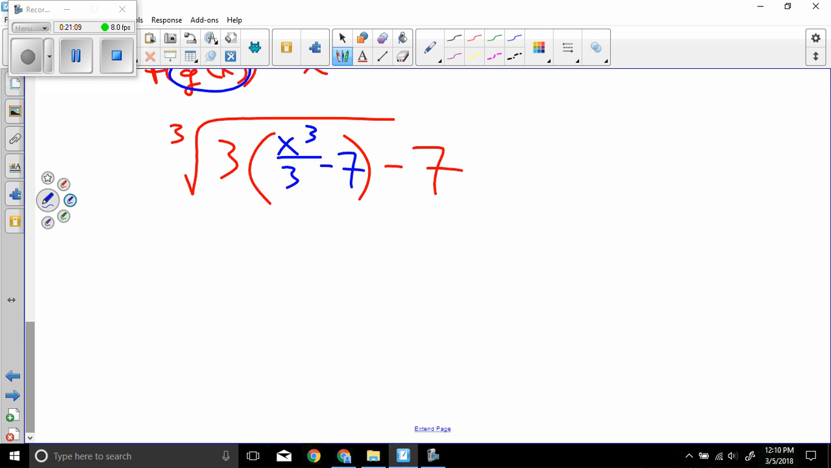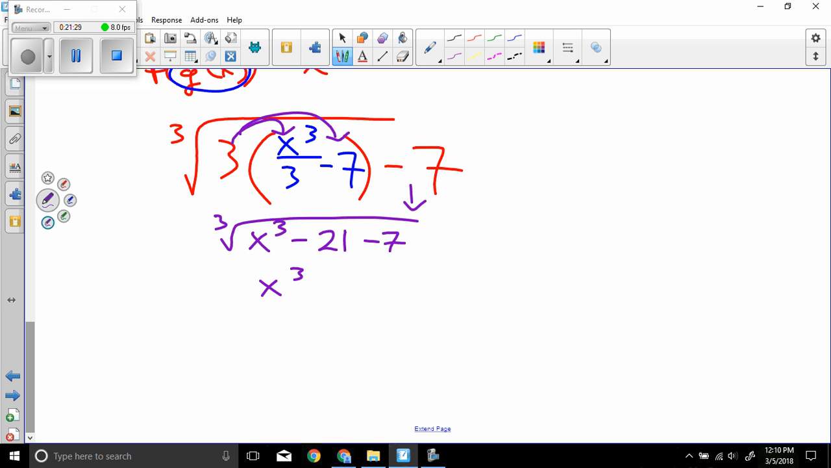All right, let's see if we can work this down now. If I distribute this 3, the bottom 3 there will cancel, that's just x cubed. 3 times that negative 7, that'll make negative 21. Drop this 7 down, and it's all still under the cube root. x cubed, negative 21, negative 7 is negative 28. And then I feel like I'm stuck. I can't get anything else to cancel.